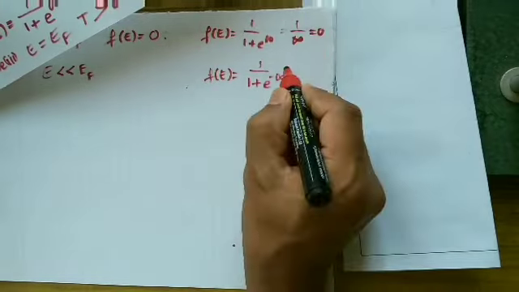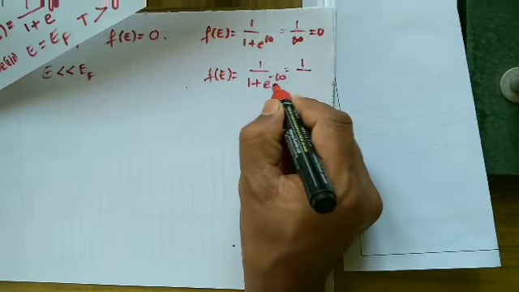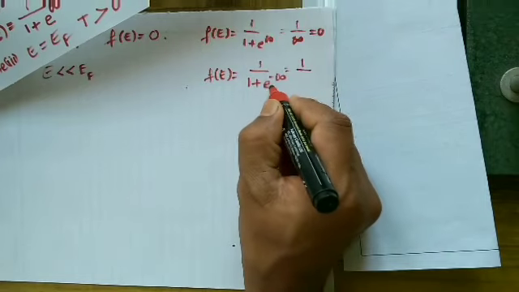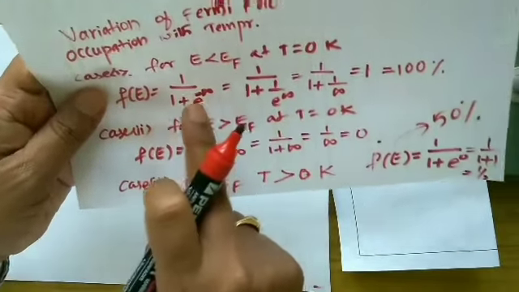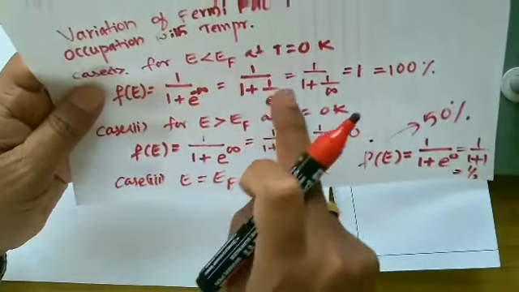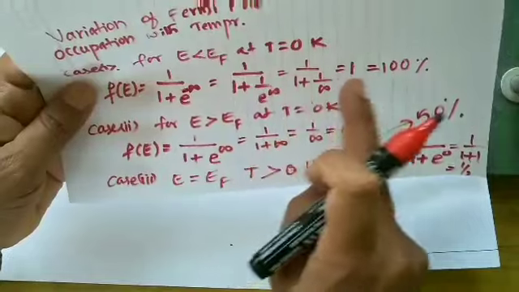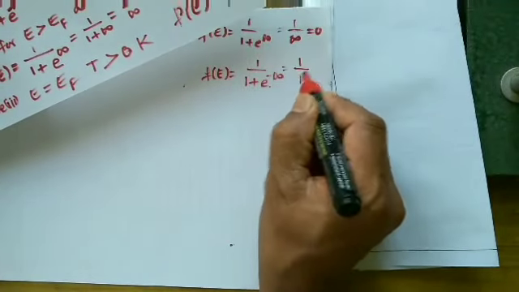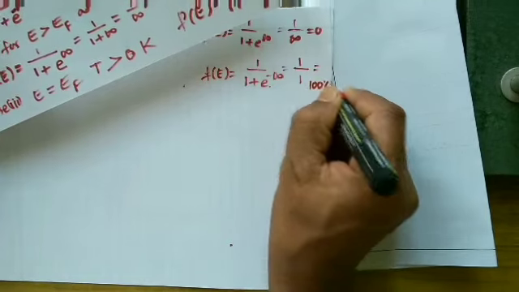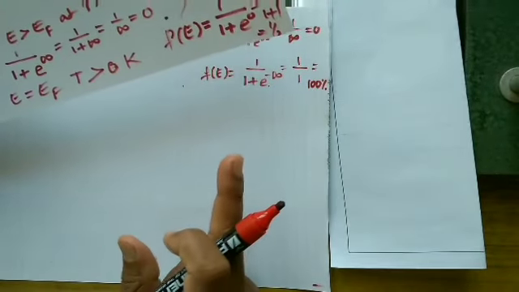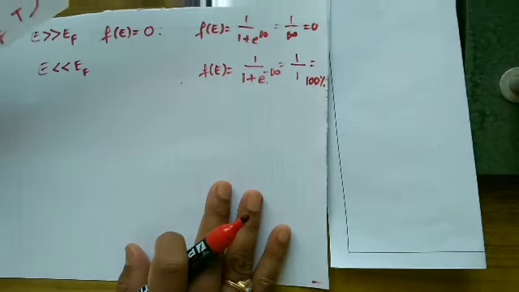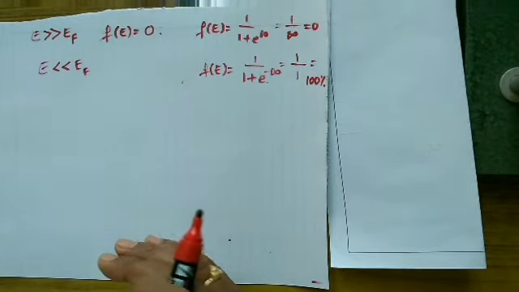If this is the case, what happens? E power minus infinity is 1 by e power infinity, that is 1 by infinity, which is 0, so we will get 1, that is 100%. We will get 100%. That means even at the temperature different from 0 degree absolute, an energy level well below the Fermi level is definitely filled by the electrons. That is the inference of this calculation.